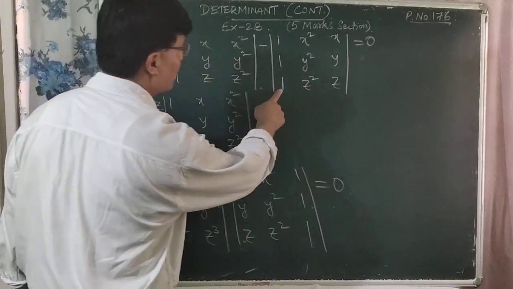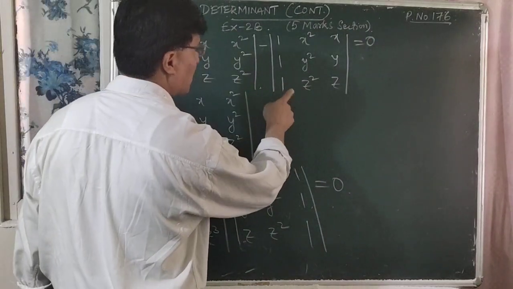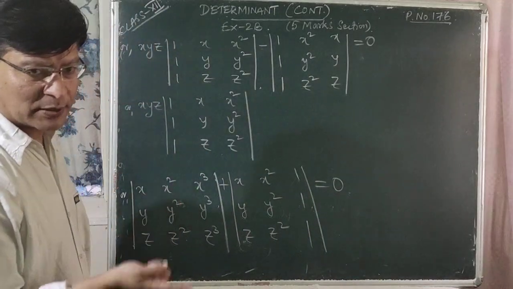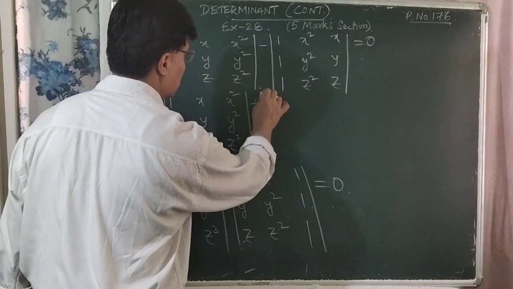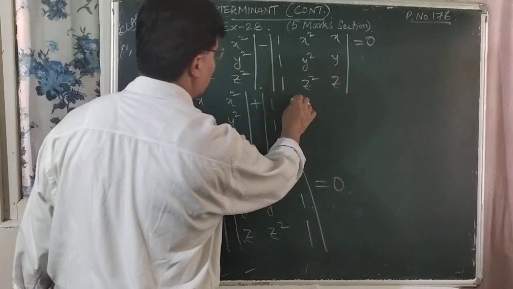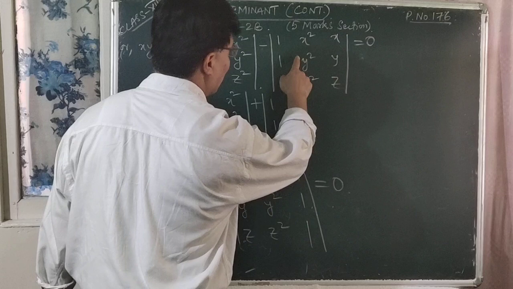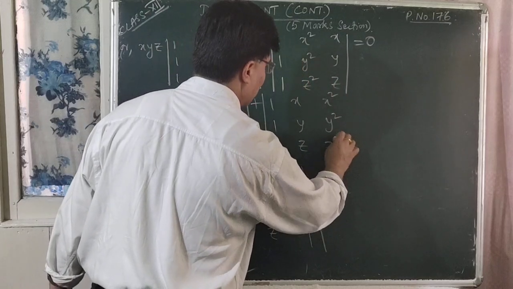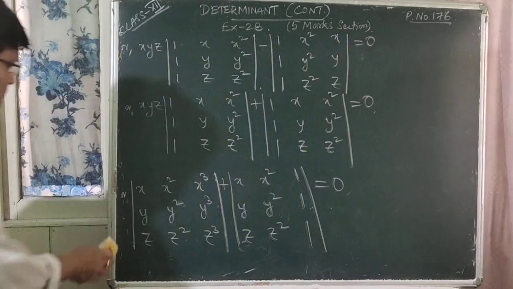Now if you interchange the first column and the third column, then minus becomes plus. Oh sorry, we are interchanging the second column and the third column. The second column now becomes the third column and the third column now becomes the second column. So the sign is changed, plus. Now it is 1 1 1, right? Then write down x, y, z. The third column becomes the second column and the second column becomes the third column. That is x square, y square, z square, which is equal to 0. Is that clear?